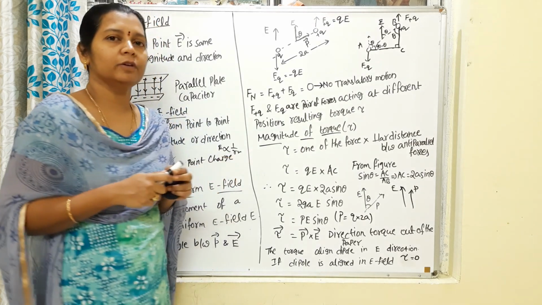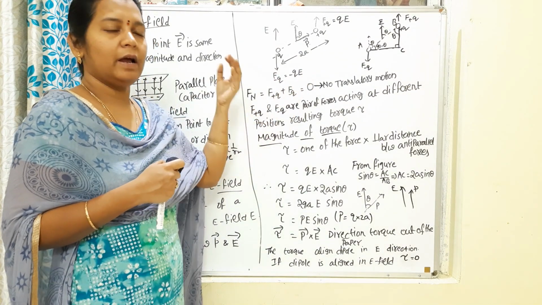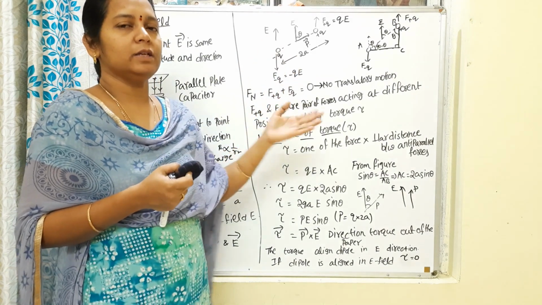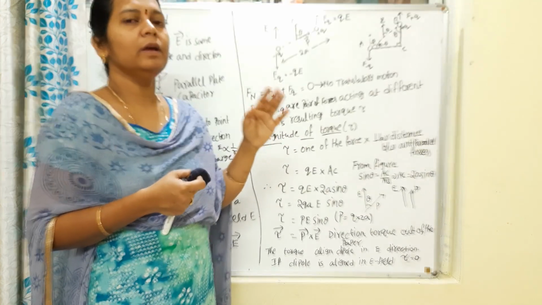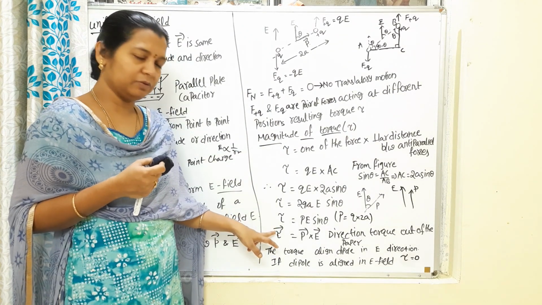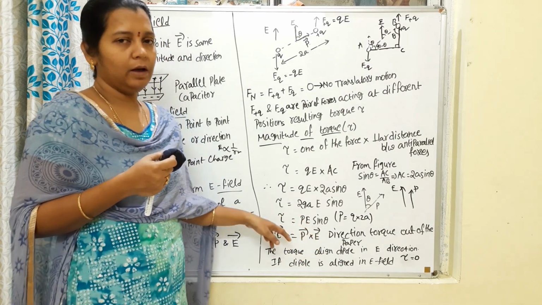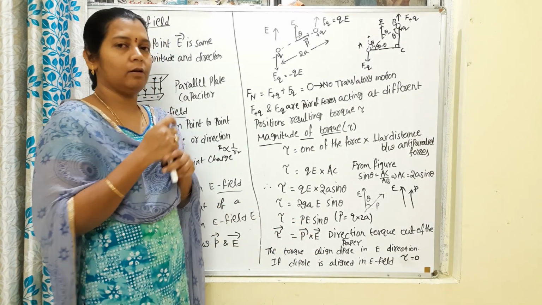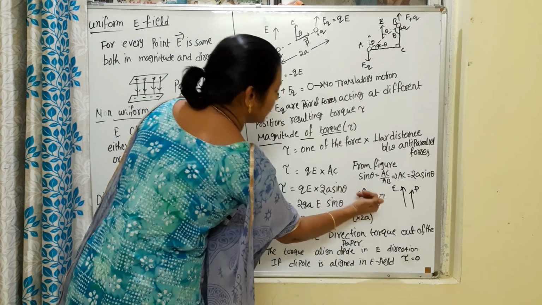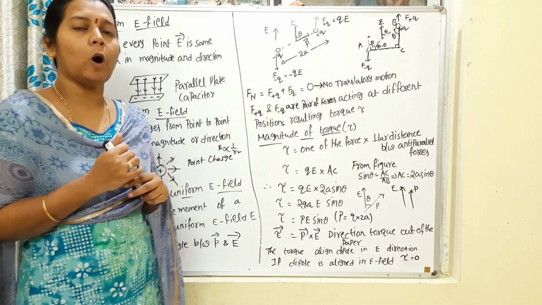So the alignment of the dipole will be due to the pair of forces, and this pair of forces constitutes a couple or torque, and this torque is trying to turn the dipole in the direction of the electric field. So the direction of the torque is given by P bar cross E bar. In which direction is the torque acting? Curling your finger from P to E, the thumb indicates the direction of the torque, nothing but it is acting out of the paper.